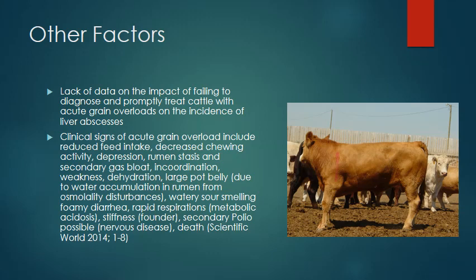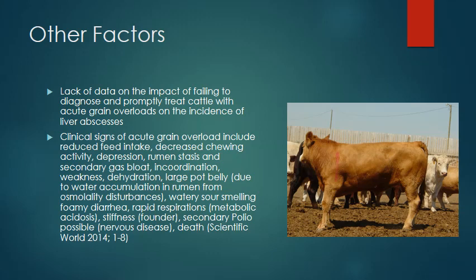You may actually find them down in the pen on their brisket with their head turned into their flank. These animals will become dehydrated because they get a fluid accumulation in their rumen, and as a result, they also get a large pot belly. Over a few hours, they can develop a watery, sour-smelling, foamy diarrhea. They tend to get a secondary metabolic acidosis, which can result in rapid respirations. These cattle with overloads will be stiff and they will develop founder.